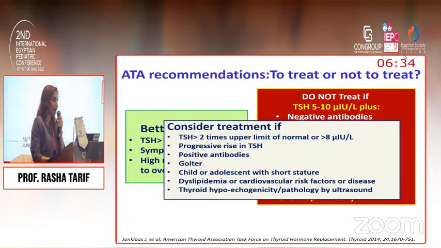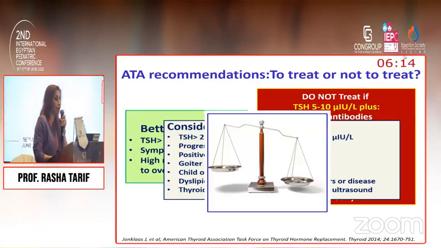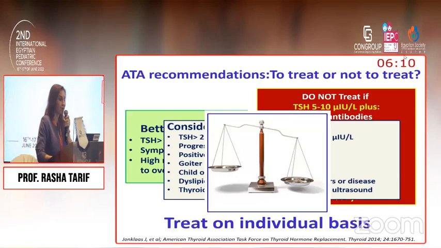And the gray zone, consider treatment if the TSH is 2 times the normal or above 8, progressive rise in the TSH, positive antibodies, goiter, short stature, cardiovascular risk factors, and thyroid pathology by ultrasound. So this is the most challenging part, the gray zone. And that's why we need to balance the decision and treat on individual basis in such cases.